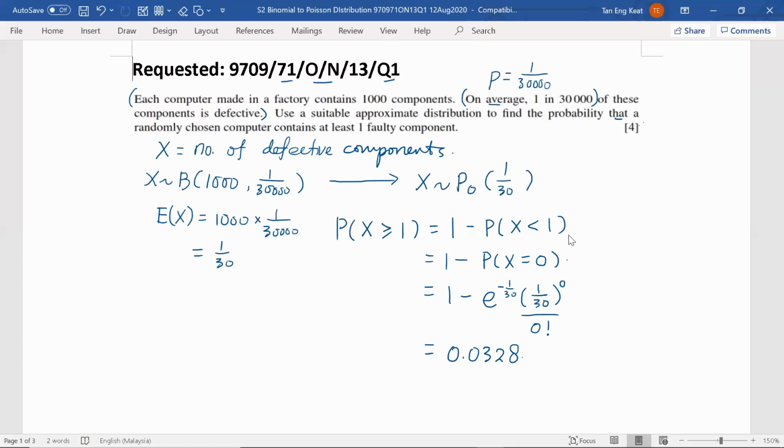So this is the question. In the beginning, we have to be able to recognize that this is a binomial distribution, with the independent trials given and constant probability given. But using a suitable approximate distribution, we must be able to see that it is a Poisson distribution here, and we use it to find the probability, and we finally get the answer.